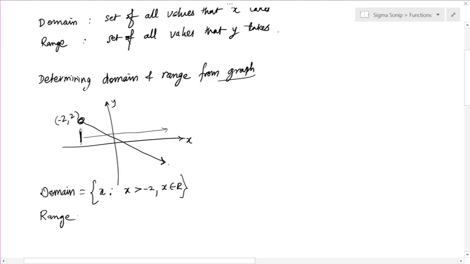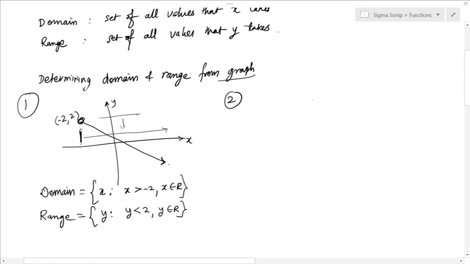Okay, and range, very straightforward. You can say range consists of Y such that Y is all the values less than this. So this value 2 is not included, because you've got that empty circle here which says 2 is not included, but below 2 all the values are included. So Y is less than 2, and again I'll say Y is a real number. That is our example number 1. Pretty straightforward. Let's look at example number 2.